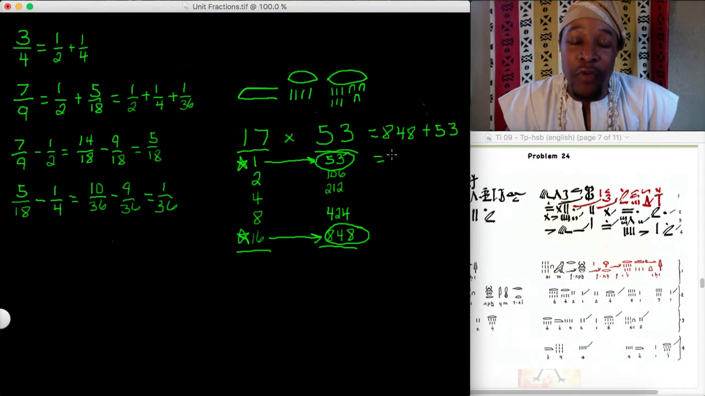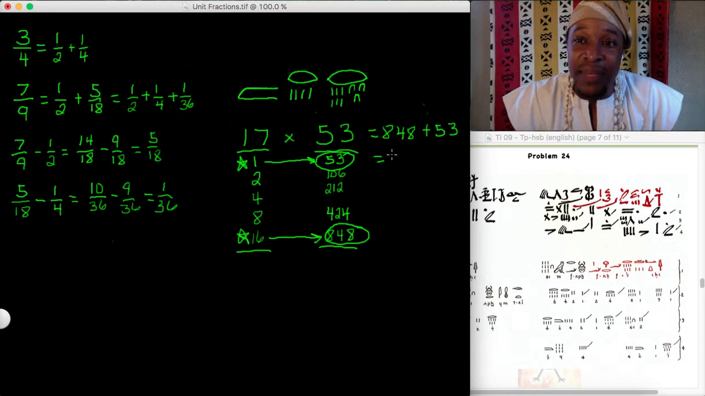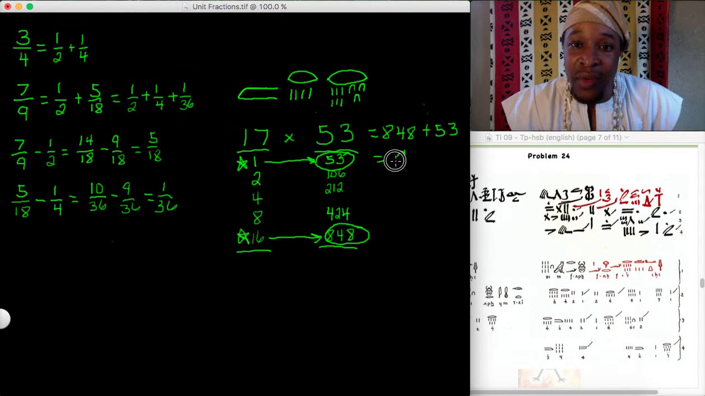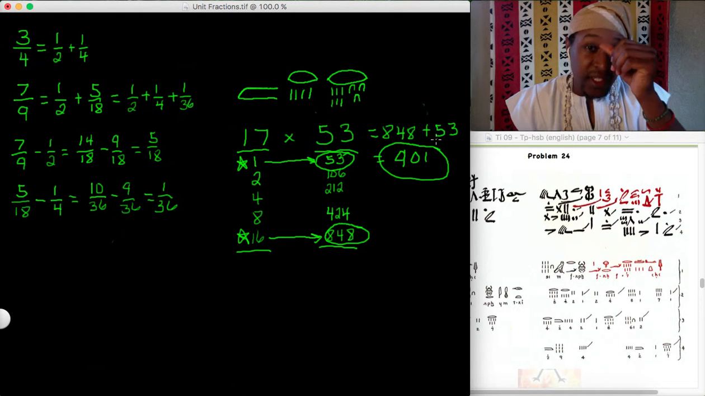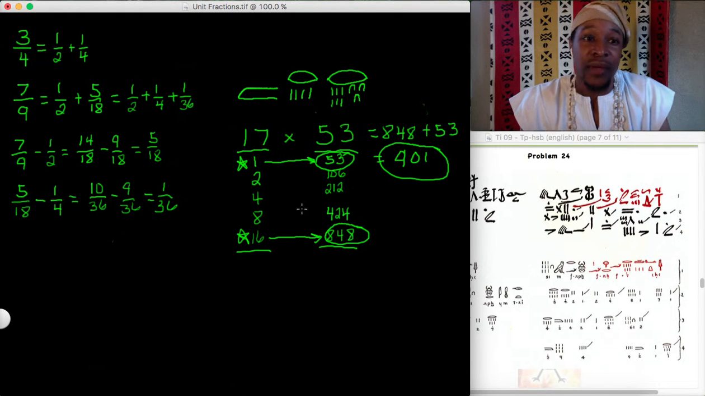So 800 plus 40 plus 50, that's 890. 8 plus 3 is 11. So we have 890 plus 11, that's 890 plus 10 plus 1, that is 901, which is our answer. So 17 times 53 is equal to 901.